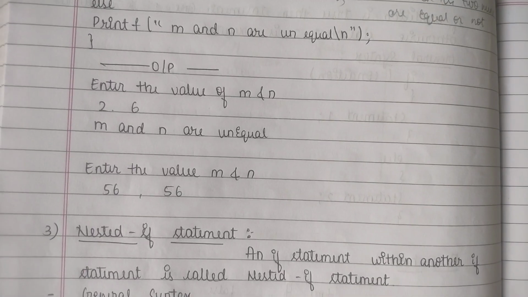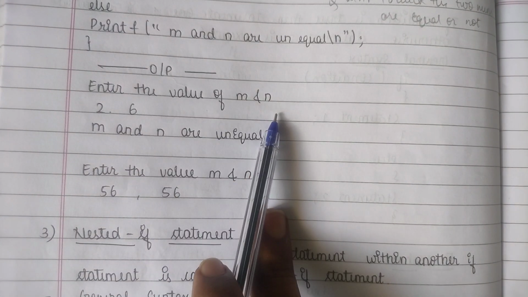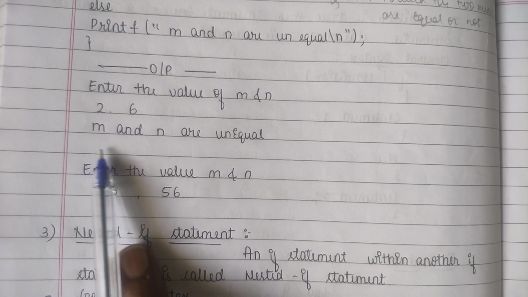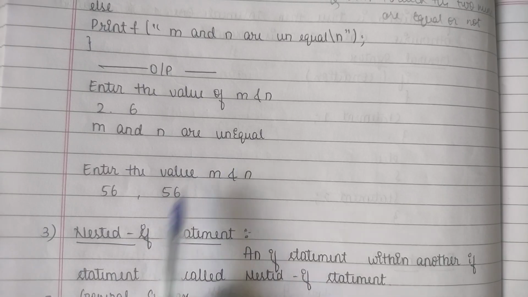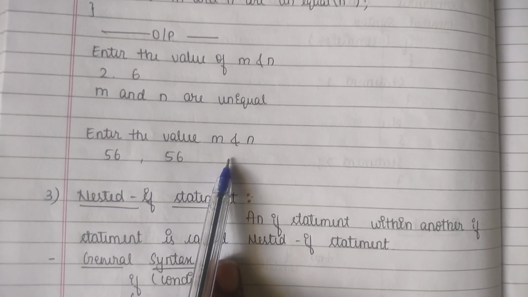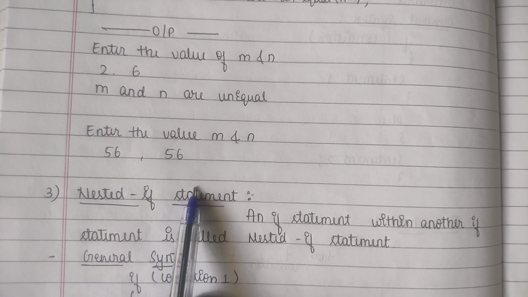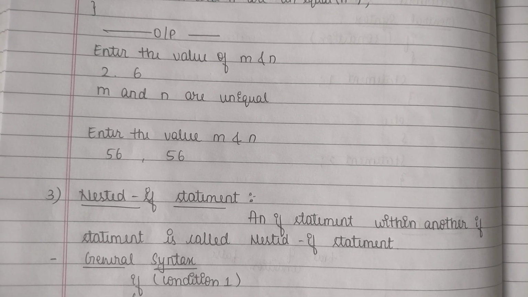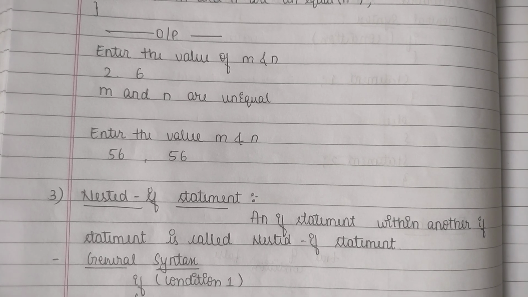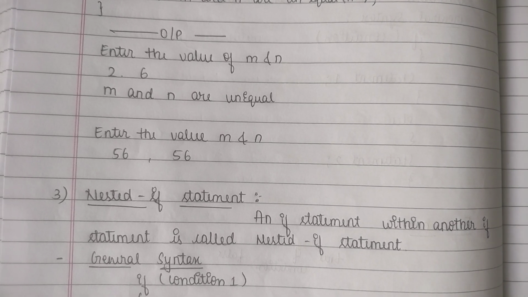Now the output of the program is: enter the value of m and n, 2 comma 6, m is 2, n is 6, unequal. Enter the value of m and n again, 56, yes, both are equal, it prints that. This is about the if and if else statements.